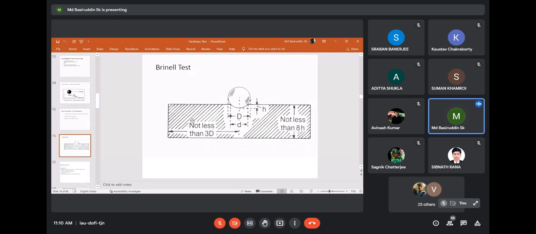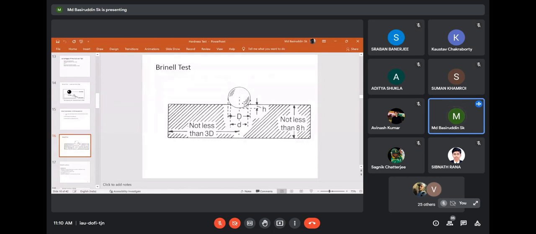Now, whenever we go for measuring hardness with the Brinell testing process, these precautions have to be maintained: the thickness should be 8 or 10 times the diameter of the indenter, just like the previous one. And you have to take the hardness more or less at the middle portion, and of course at least 3 times, meaning you put 3 indentations and then take the average value.